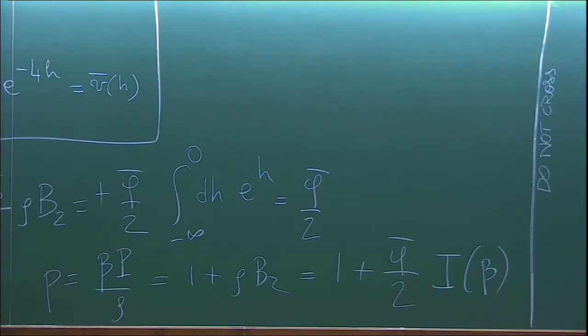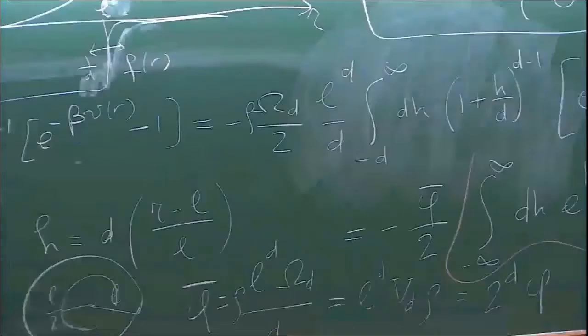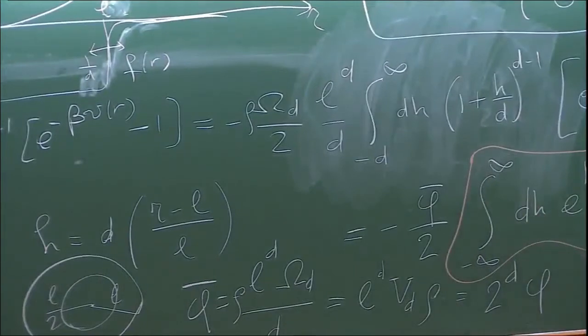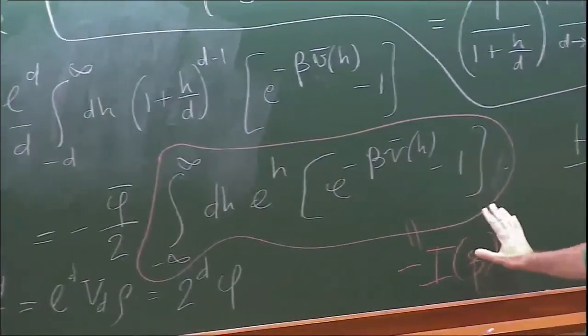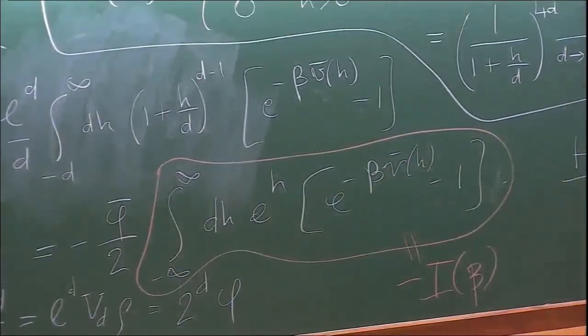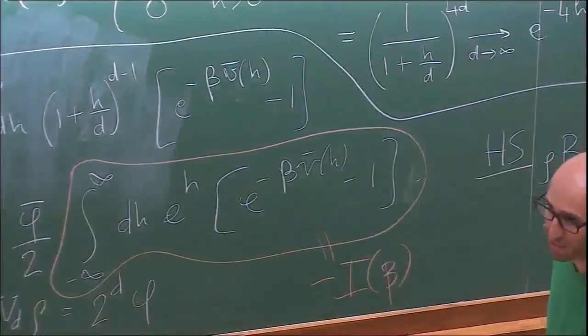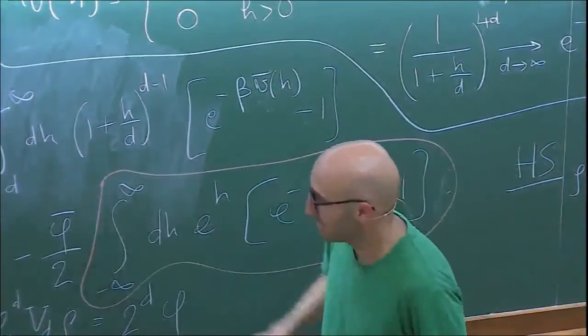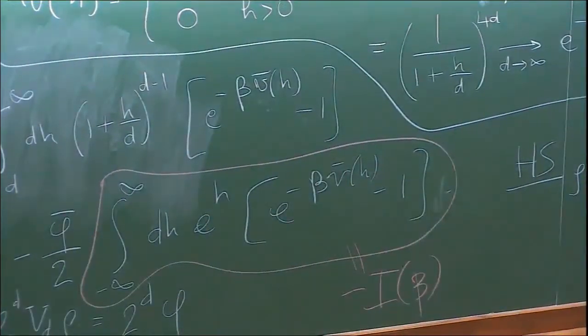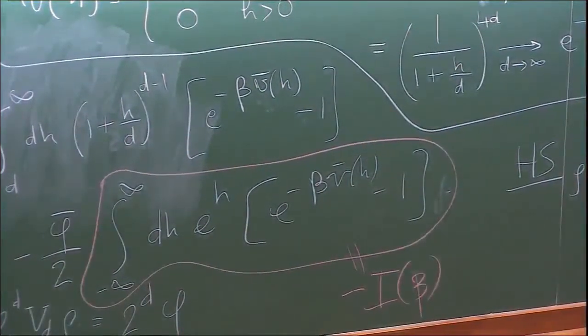What is I of beta? It is this factor. For hard spheres, it's 1. And for example for this potential, it's going to be some function of beta. It depends only on beta because the density is only here.